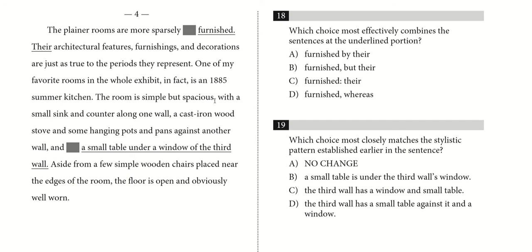So the room is simple but spacious, with a small sink and counter along one wall, a cast iron wood stove and some hanging pots and pans against another, and a small table under a window of the third wall. So prior to this moment, we see that basically the pattern here is that you're describing something along one wall, something against another wall. And so what you probably want to continue is just the objects and then along or next to or with or somehow relating to a third wall. So given that, what we have already written sounds pretty good.